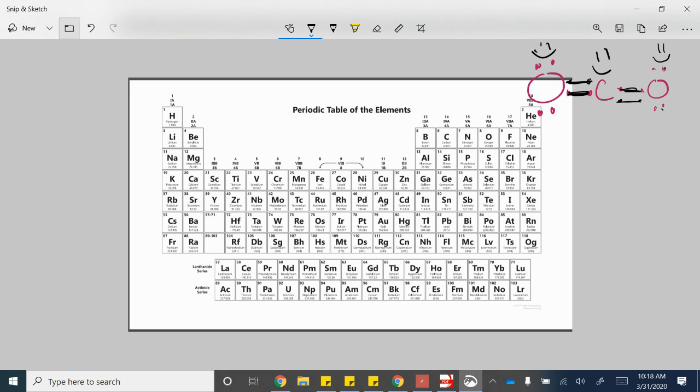So for this example, our formula is going to be 1 carbon and 2 oxygens. And you might be like, well, why did you do carbon first? Carbon is located further left on the periodic table, so it's written first.